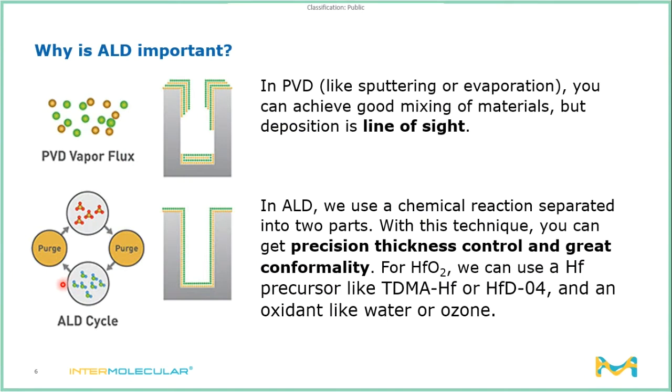And so we can grow our material in a cycle by cycle, angstrom by angstrom way over very steep step edges by using atomic layer deposition. Bringing this back to hafnium oxide, we can use hafnium precursors like TDMA hafnium or HfDO4 in order to put the hafnium down, and we react it with an oxidant like water or ozone in order to get our film.